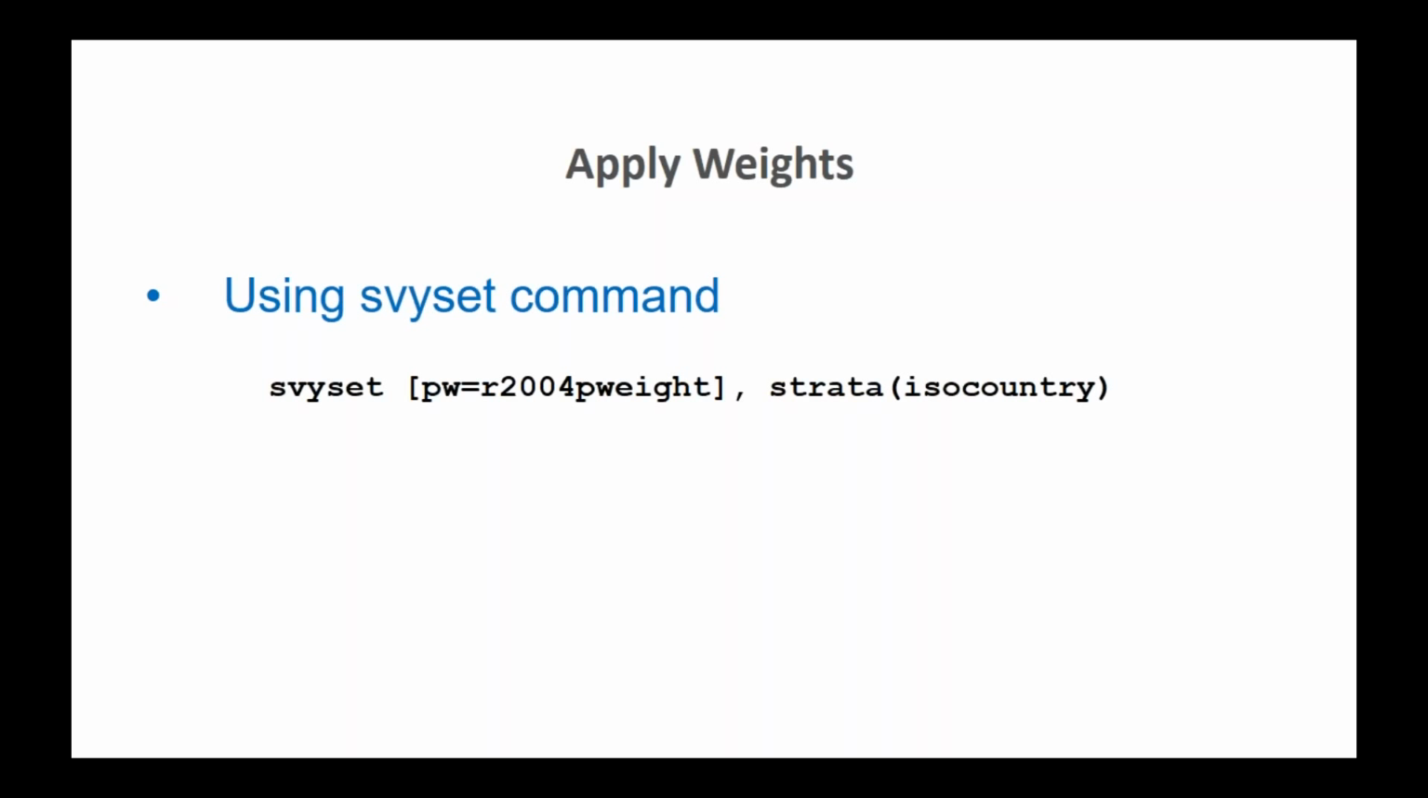We'll say our probability weight is R2004 p weight. And then here we're defining a strata, which is country. Because weighting was done separately for each country, we want Stata to know that the weights for Greece don't equate to the weights for Sweden or for the US. So defining a strata here defines the parameters of those weight values by country. So that's important to do here.